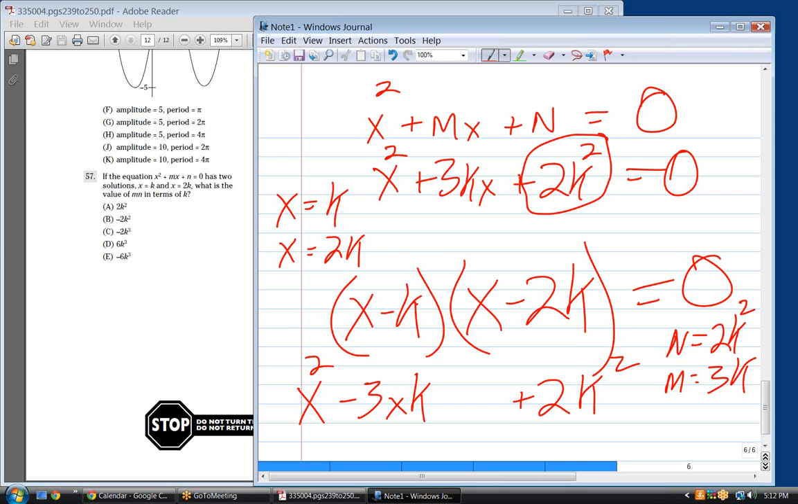Now it says, what is m times n in terms of k? Yep. 6k cubed.